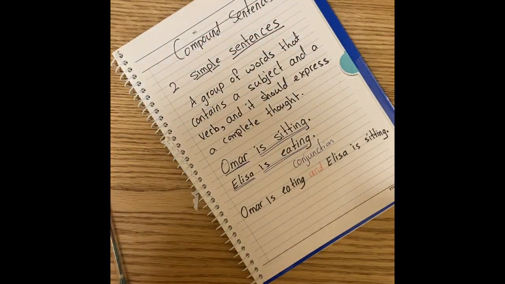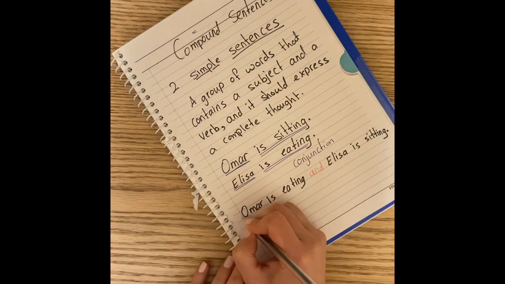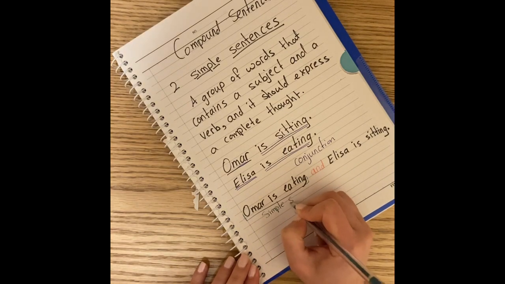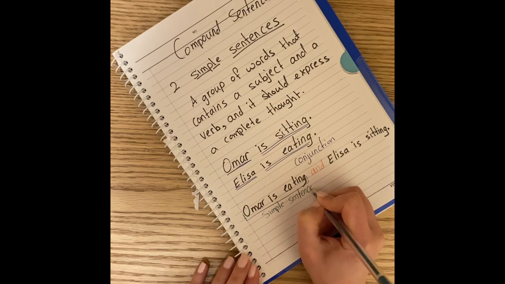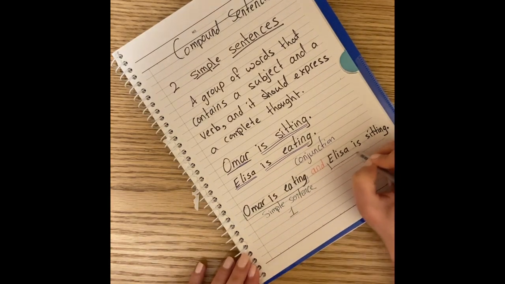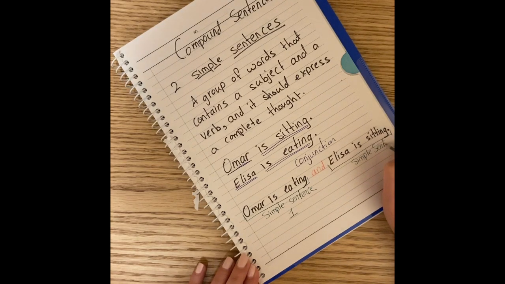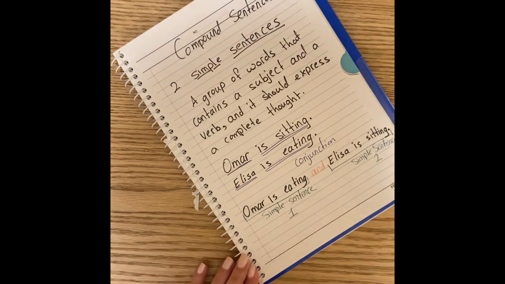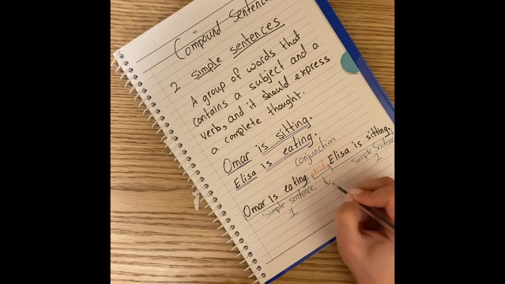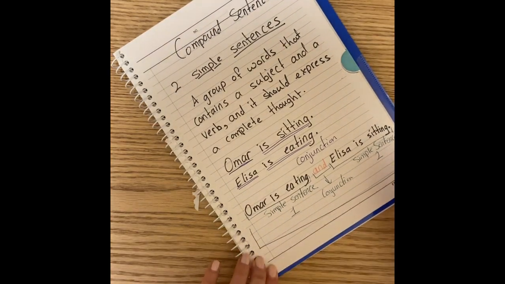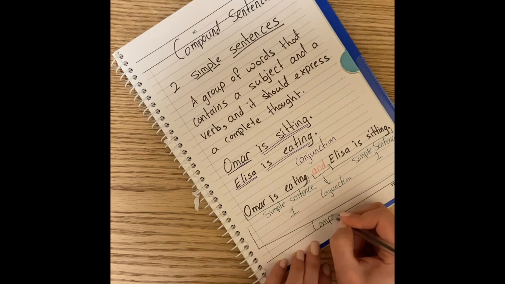So here's what I did again. I joined two simple sentences. This is the first one, simple sentence number one. Number two, and a conjunction. Okay, so now I have a full and complete compound sentence.